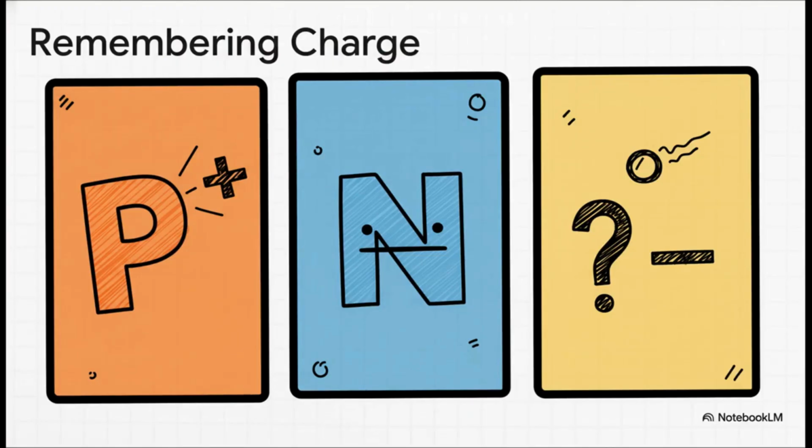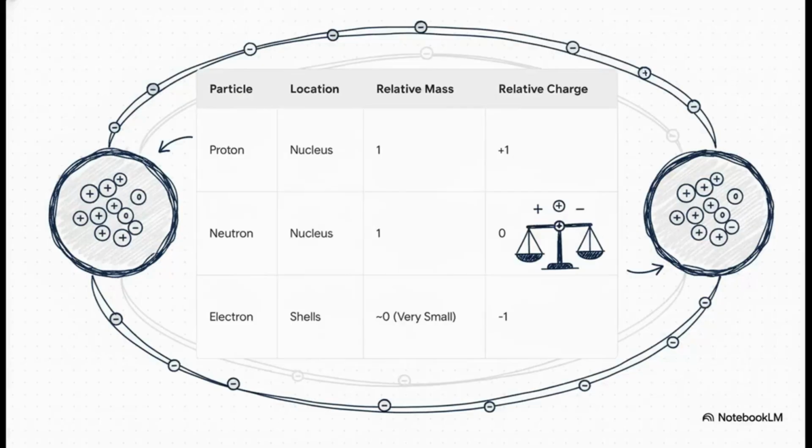Now, before we get into the nitty-gritty, here's a super simple way to remember their electrical charges, because it can get a little confusing. Just remember this. Proton starts with P, so it's positive. Neutron starts with N, so it's neutral. It has no charge. And that leaves the electron. Well, it's the one that's left, so it has to be negative. Easy, right? Okay, this table lays it all out perfectly.